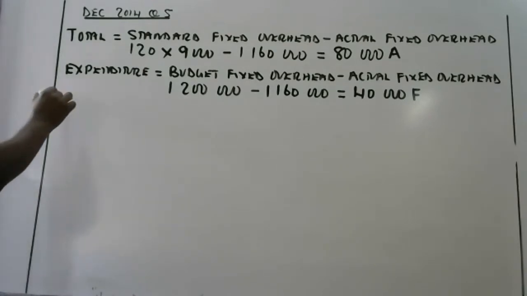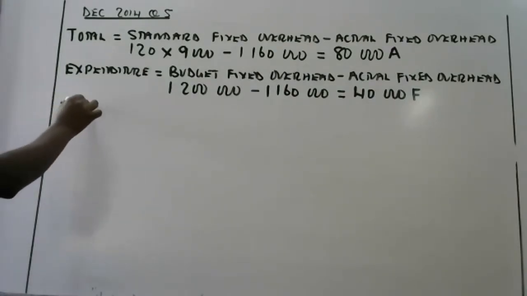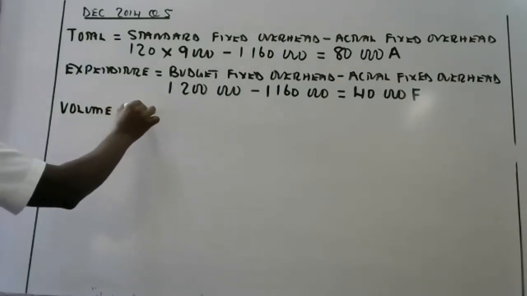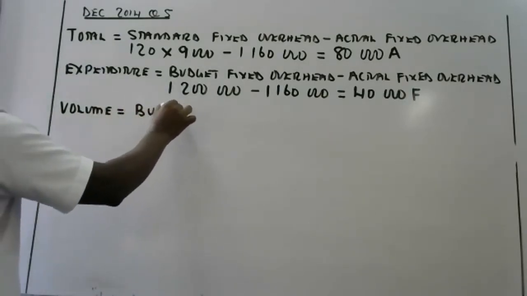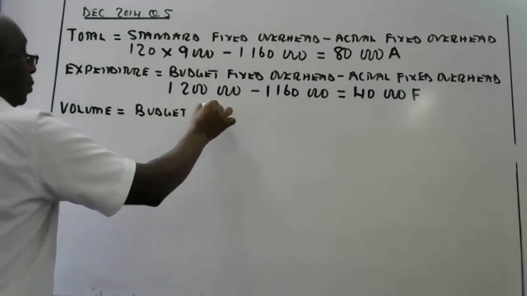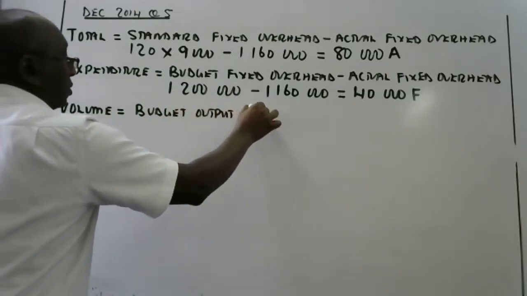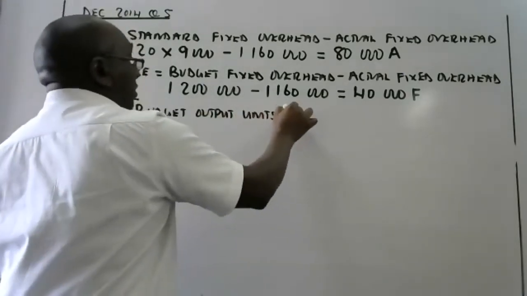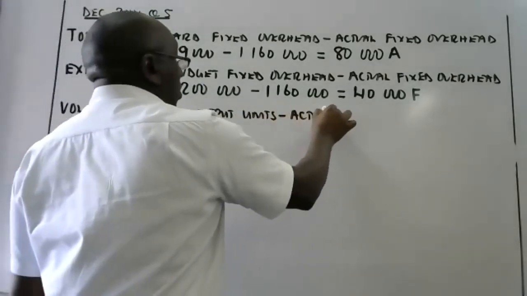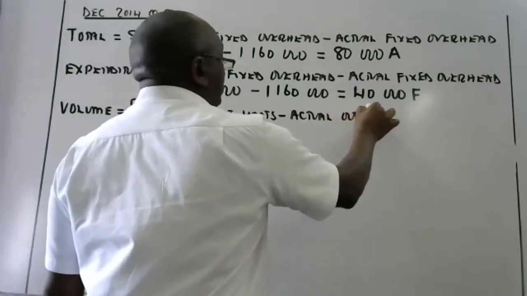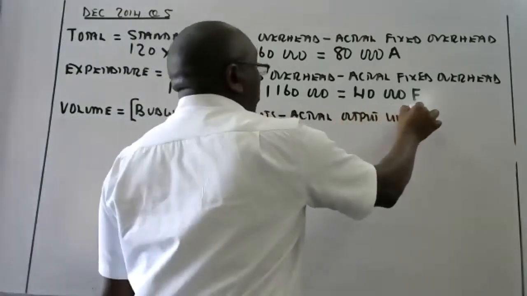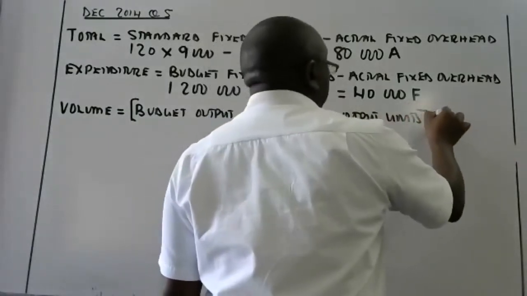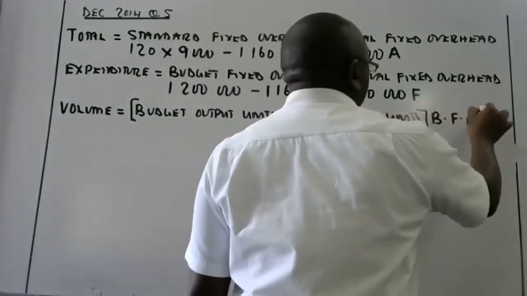Huyo mwingine anaitwa volume. Volume is given as budget output units minus actual output units. You multiply by BFOPU.